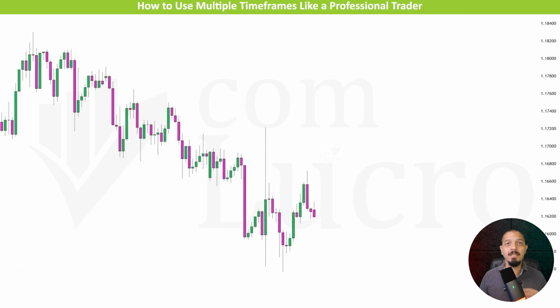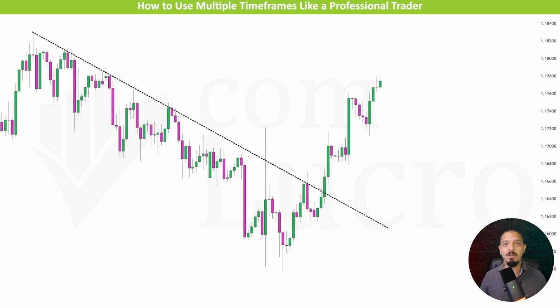Here, we can see that price was previously in a long-term downtrend, but that condition has now changed. Price has broken above previous trend lines and key supply levels, showing strong bullish momentum. In other words, the 4-hour chart is also confirming a bullish market and an ongoing uptrend.